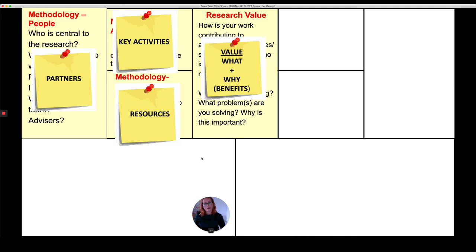So give it a go, get started on the top end of your canvas. Remember, start in the middle, then go to the right part of the canvas, then go to the left.